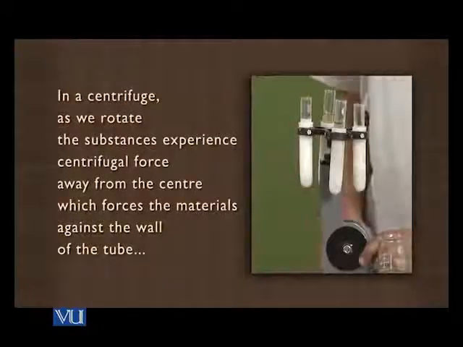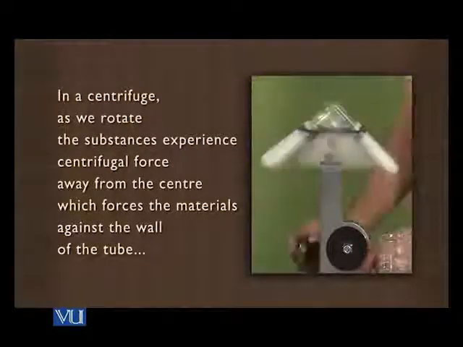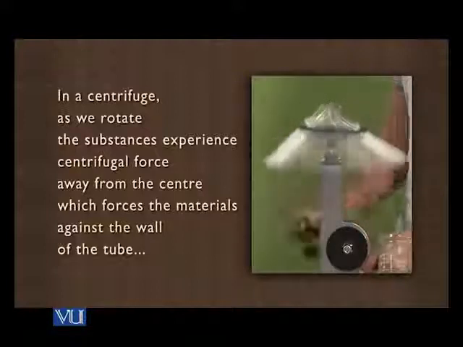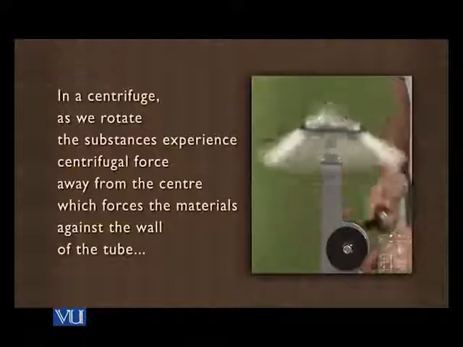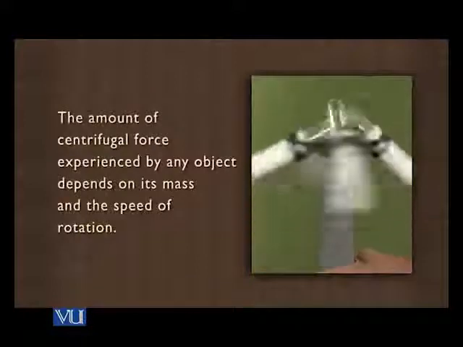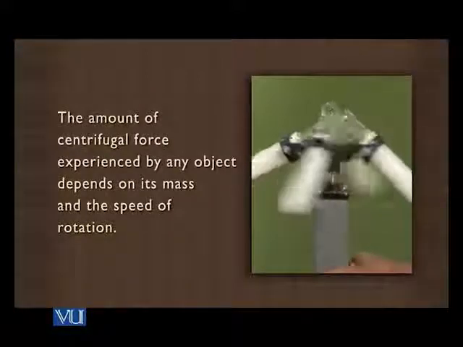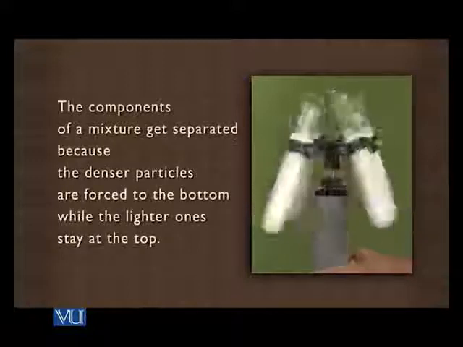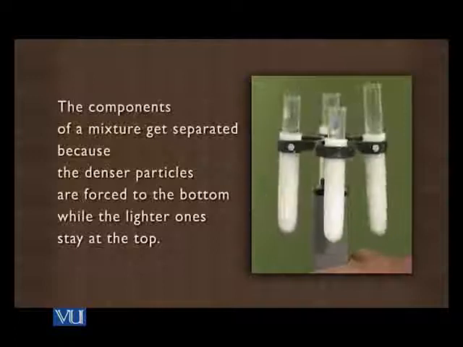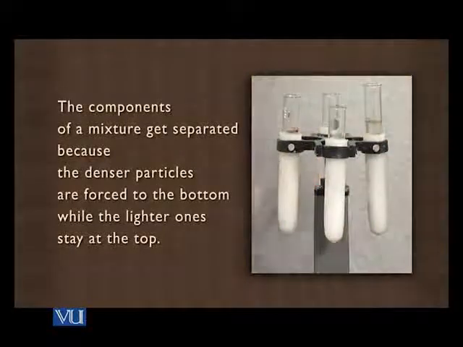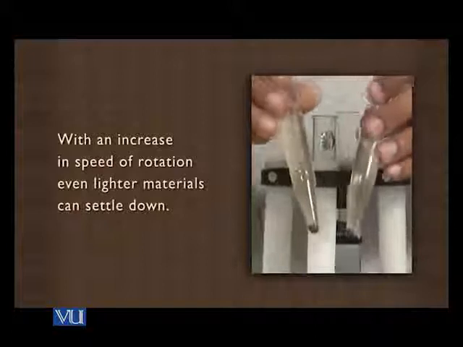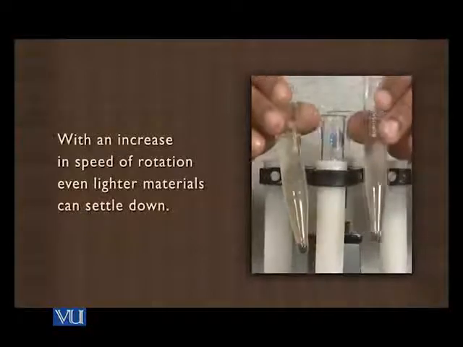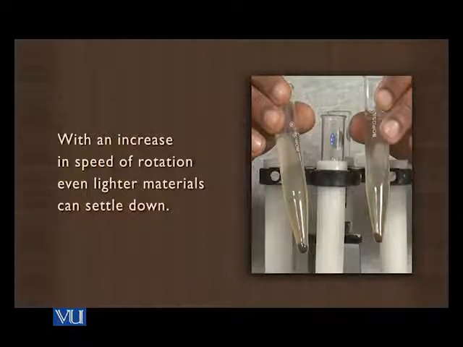In a centrifuge, as we rotate, the substances experience centrifugal force away from the center, which forces the materials against the wall of the tube. The amount of centrifugal force experienced by any object depends on its mass and the speed of rotation. The components of a mixture get separated because the denser particles are forced to the bottom while the lighter ones stay at the top. With an increase in the speed of rotation, even lighter materials can settle down. Centrifugation is used in diagnostic labs for blood and urine tests. It is used in dairies and homes to separate butter from cream.